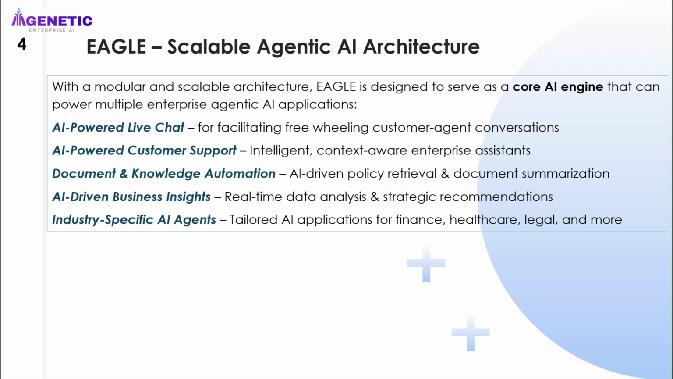Now, AI-powered customer support. Customers can be internal, such as one department's people having queries about another department, or employees having queries about HR policies, or it can be an external customer, a B2C customer, a B2B customer, or whatever it might be. For that, you need intelligent, context-aware enterprise assistants, document and knowledge automation, and AI-driven business insights. Business insights were always there. However, they became more and more predictive and prescriptive over a period of time. That is enabled through AI.